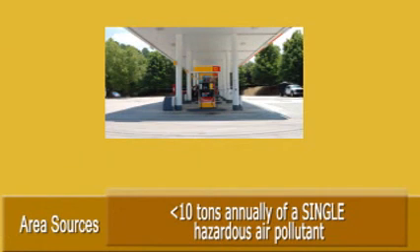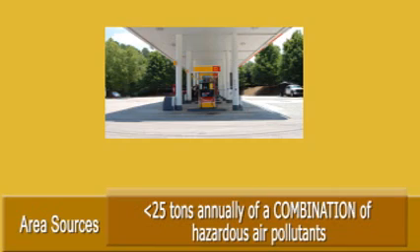EPA is required under the Clean Air Act to identify hazardous air pollutants that pose the greatest health threat in largely populated urban areas. Area sources emit less than 10 tons annually of a single hazardous air pollutant, or less than 25 tons per year of a combination of hazardous air pollutants. Major sources emit more. Gasoline dispensing facilities are one of the area source categories listed by EPA.